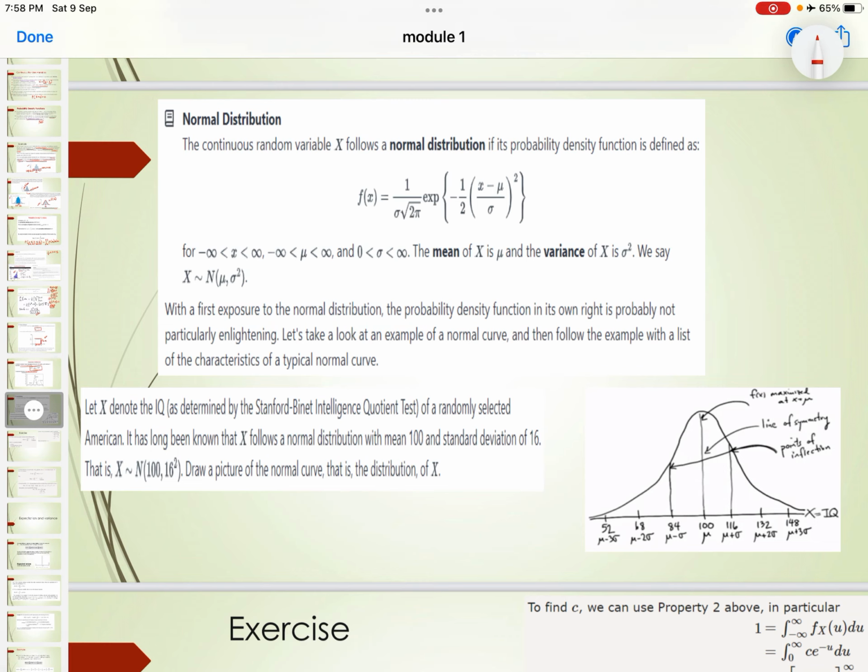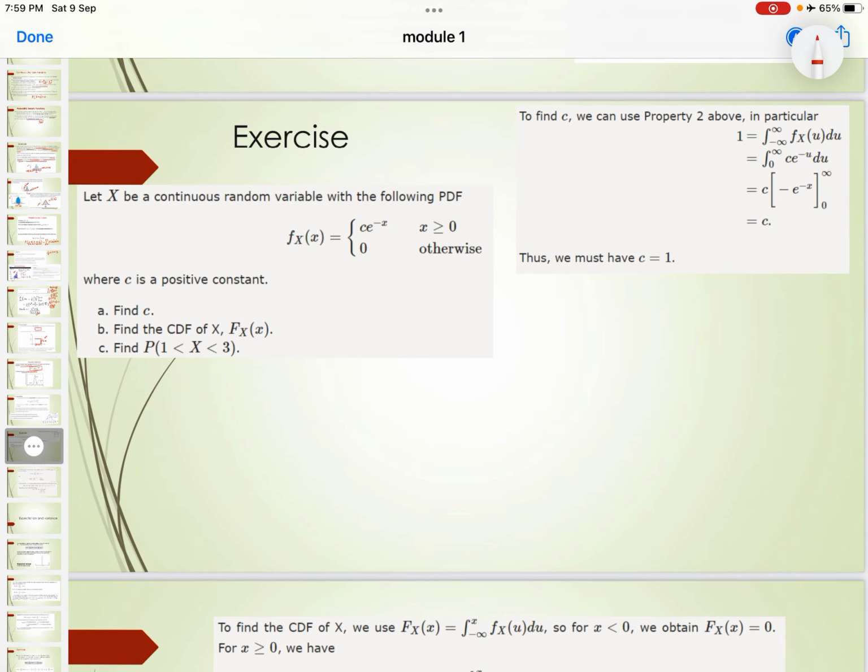Normal distribution: the continuous random variable x follows a normal distribution if its probability density function is defined as f of x is equal to 1 upon sigma root of 2 pi, and in brackets you have minus 1 by 2 times x minus mu upon sigma the whole square.